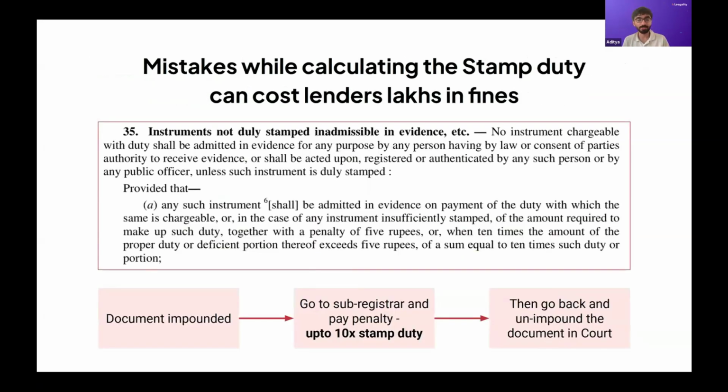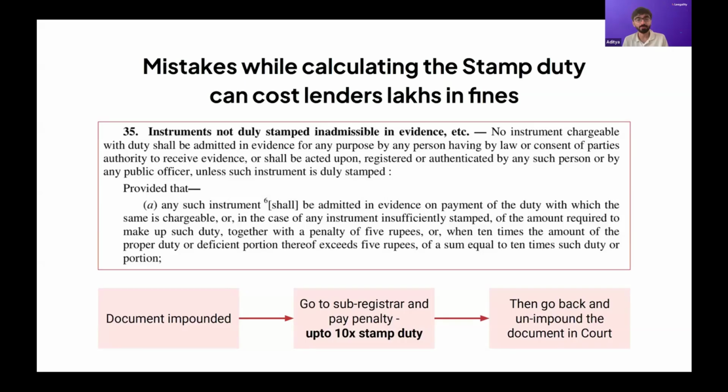Calculation, of course, is super important because even a mistake can lead to impounding of the document when you want to enforce it. Let's say you have improperly stamped a document and you go to court. You are obviously relying on the agreement to enforce the home loan. But if improper stamp duty is paid, you cannot use that agreement as evidence and the court will impound the document. Now, obviously, you would want to unimpound the document because you want to rely on it as evidence. To unimpound it, you will need to pay a penalty at the sub-registrar, which could be up to 10 times the stamp duty amount.